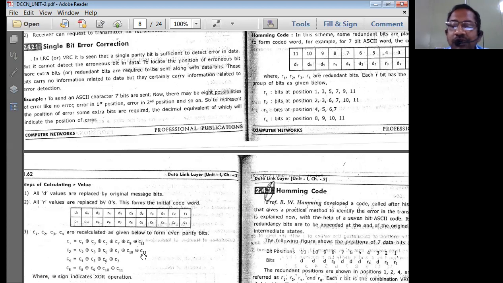So you know the truth table of the XOR gate. XOR gate means what? If both the inputs are the same, the output is equal to 0. That is the truth table. If the two inputs are not the same, then the output is equal to 1. If two inputs are opposite to each other, then the output is equal to 1. If two inputs are the same, the output is equal to 0.